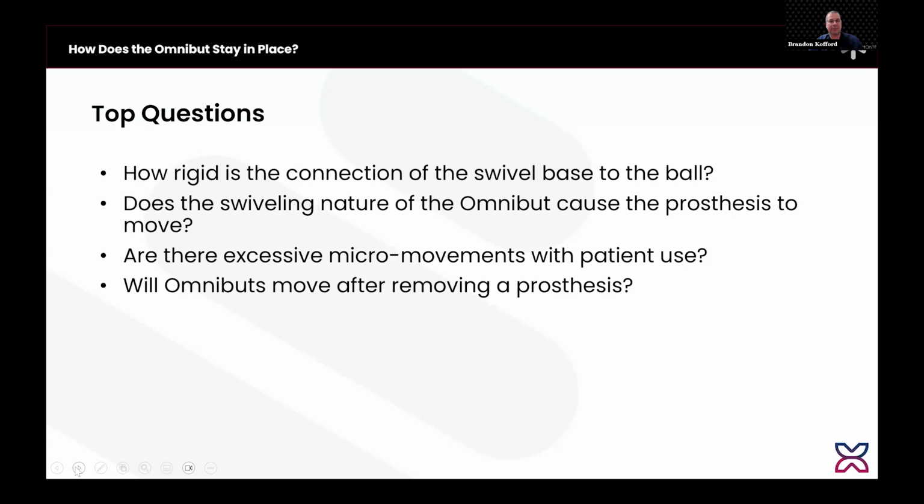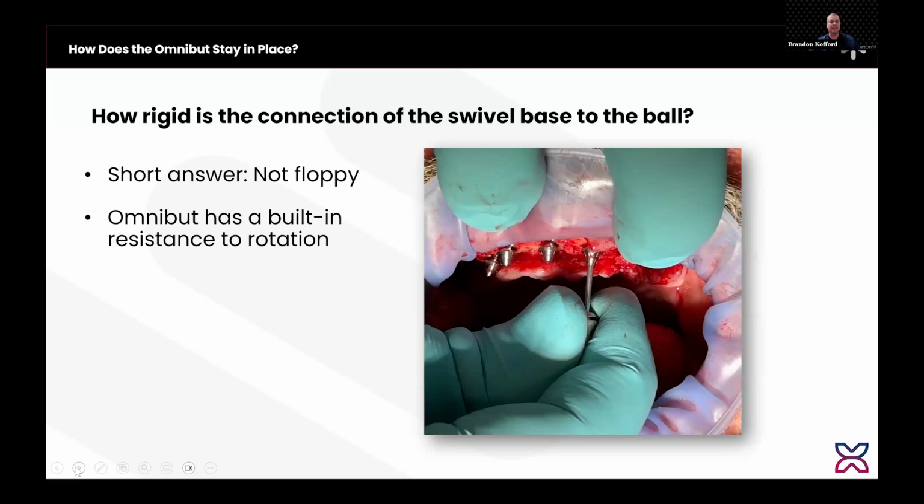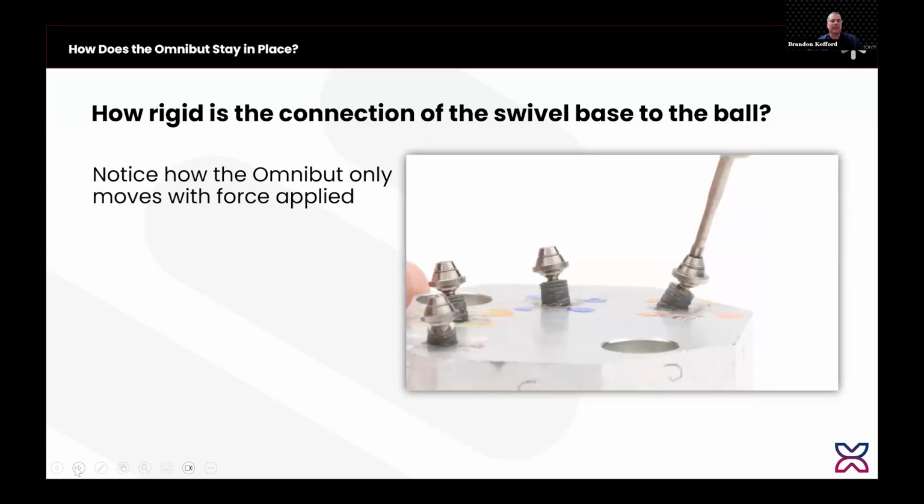All right, so how does it stay in place? It's all friction. So the question is, how rigid is that connection of the swivel base to the ball? Is it just going to be flopping around on me? Or, under load, is that going to have excessive micro movements? When I remove the prosthesis, is the abutment just going to be flopping around? And the answer is no, because it's not a floppy connection. The swivel base is attached to the ball in a permanent way with intrinsic resistance to rotation.